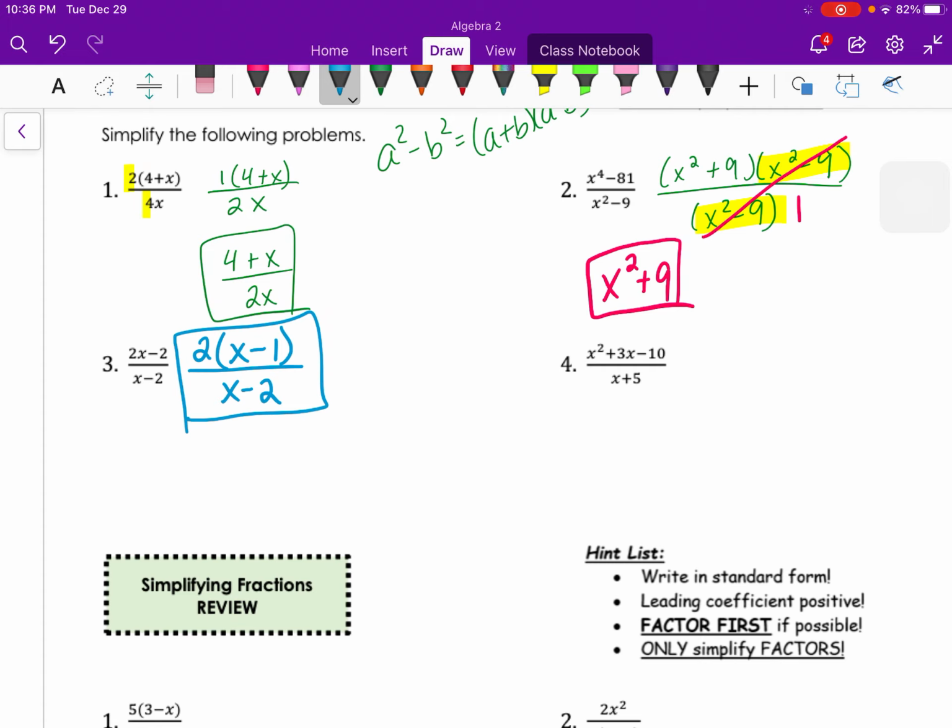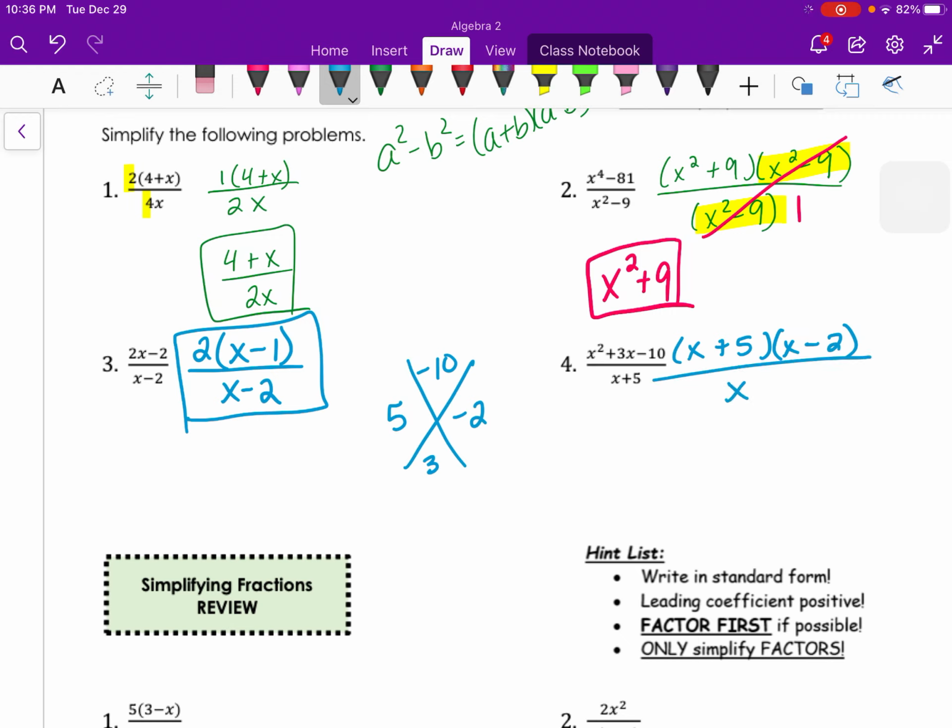And then in number 4, for the trinomial, you can use either the x squared or the box. It's just an x squared out front, so you know it's going to be x times x. And you have to figure out what multiplies to negative 10 and adds up to 3 in the middle. That'd be 5 and negative 2. So it'd be x plus 5 and x minus 2.